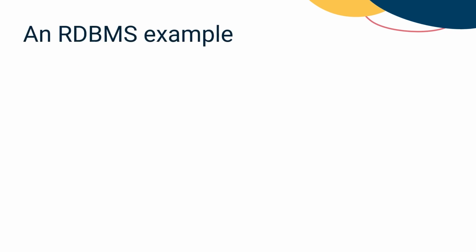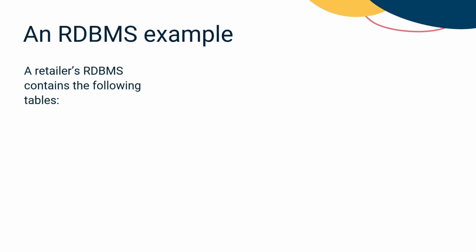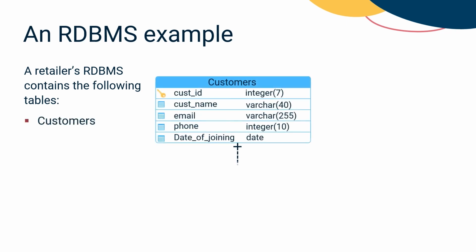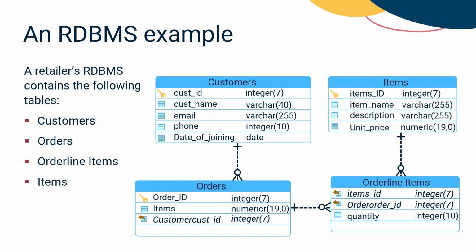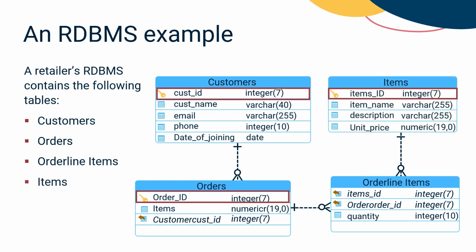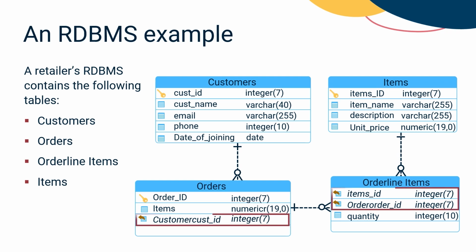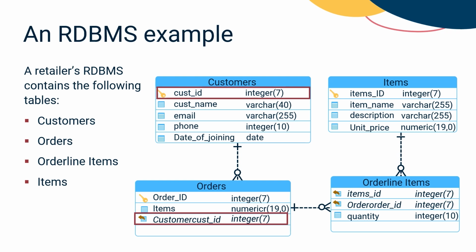Let's check out an example. Consider a retailer's relational database that includes the following 4 familiar tables: customer, order, order line item, and items. Each table has a primary key that uniquely identifies its records. Relationships between tables form using primary and foreign keys. For instance, the cust ID in the customers table serves as the primary key in the customers table and appears as a foreign key in the orders table.